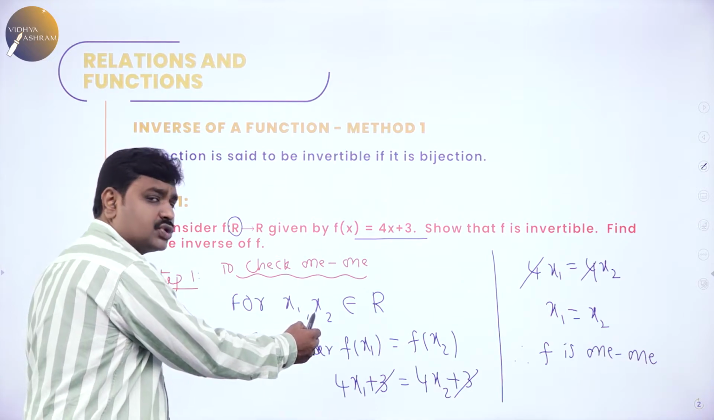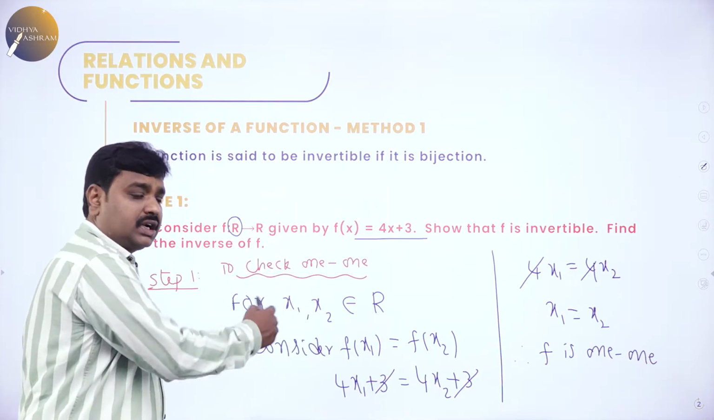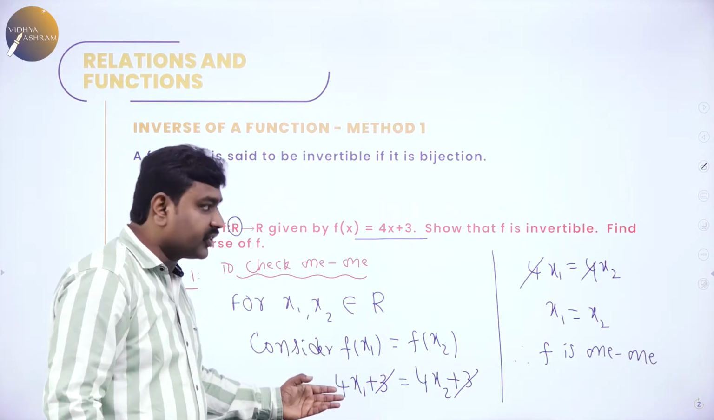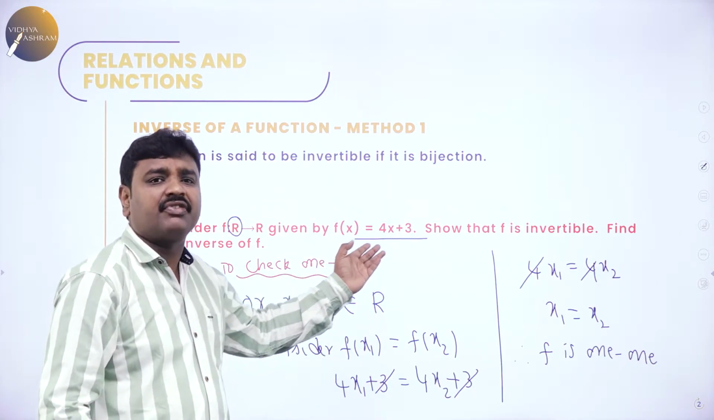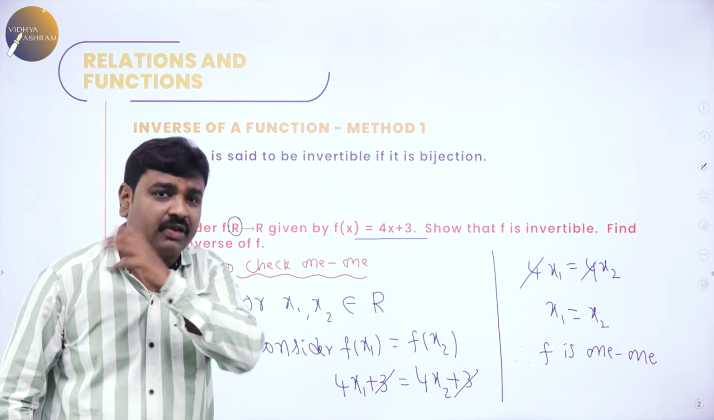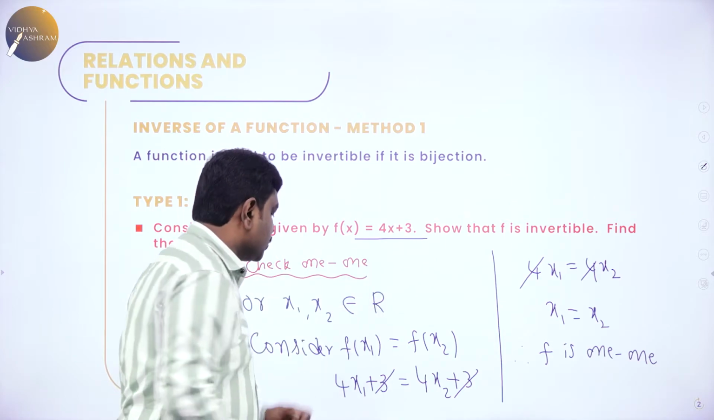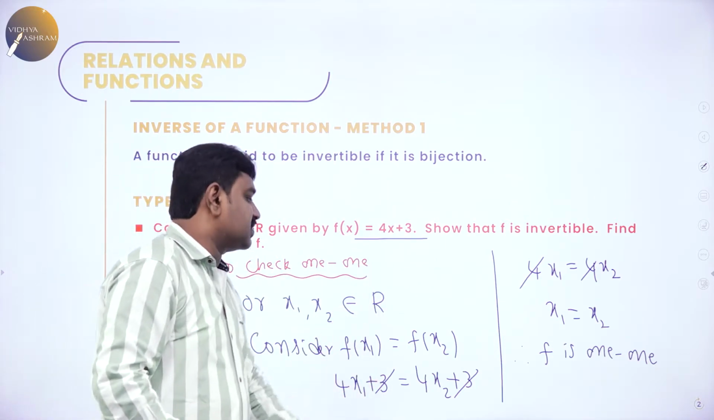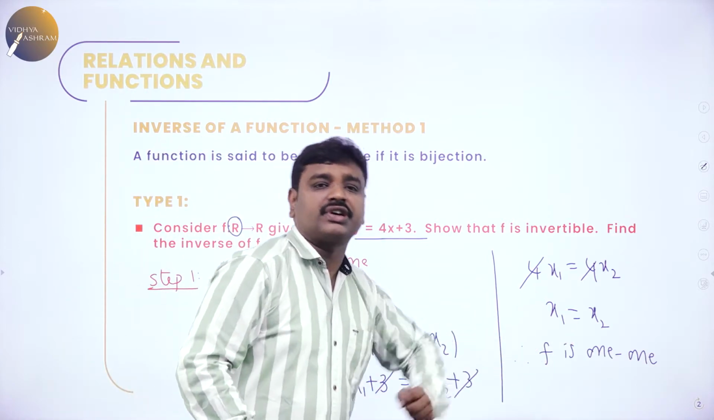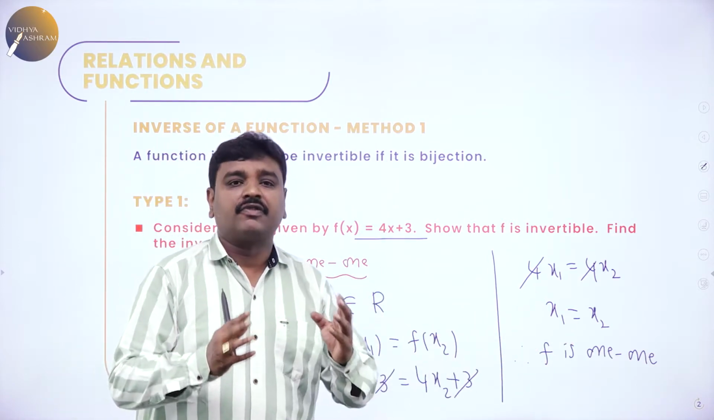First start with what? For x1, x2 belongs to the domain, the first set, and consider f of x1 equal to f of x2 and write the f of x1 value. To write it, refer to the problem. In the problem they gave f of x. What is f of x given? 4x plus 3. If I ask you to find f of p, what is f of p? 4p plus 3. So what is f of x1? 4x1 plus 3. What is f of x2? 4x2 plus 3. Simplify this, you will get finally x1 equal to x2. Therefore f is one-one.